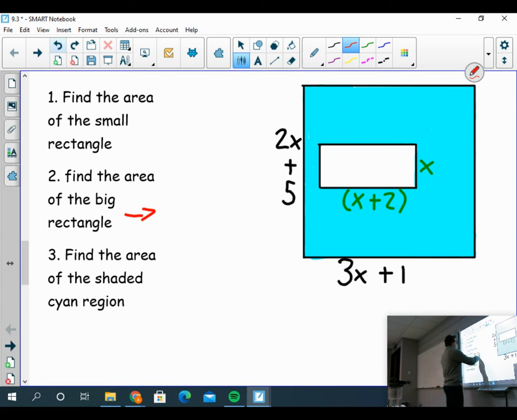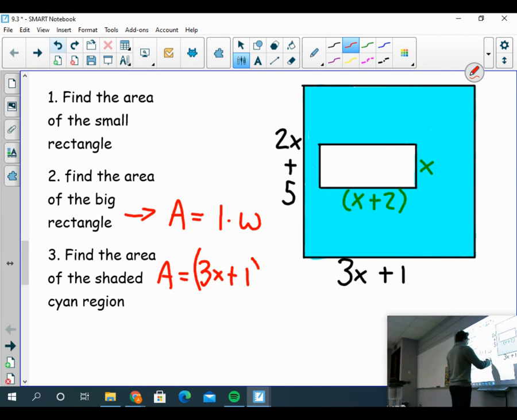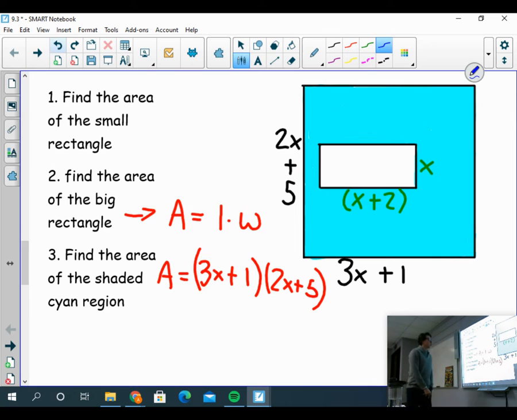We think back to our middle school days, and we know that the area of a rectangle is length times the width. Length times the width. So to find the area of the big rectangle, I need to do my length times my width. And when I multiply these together, I'm going to end up multiplying two binomials. So let's go ahead and do it.